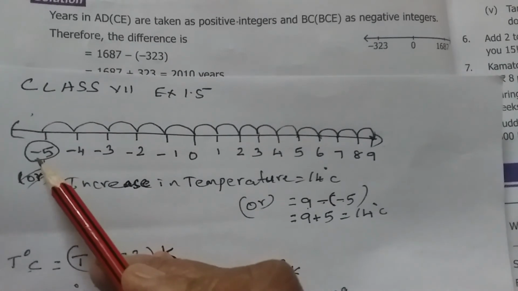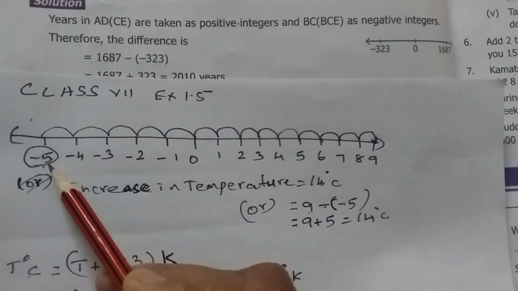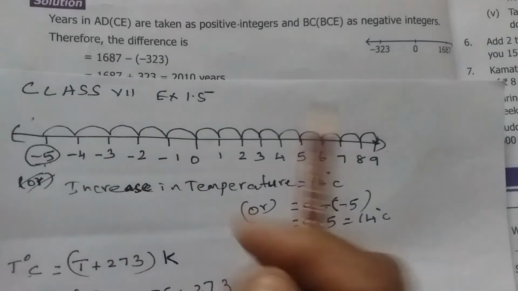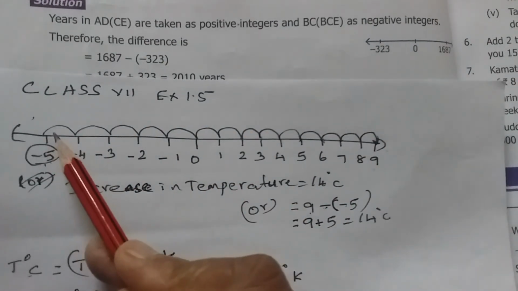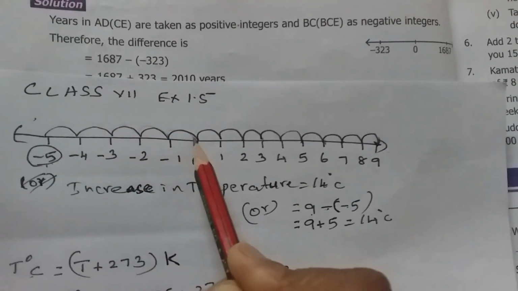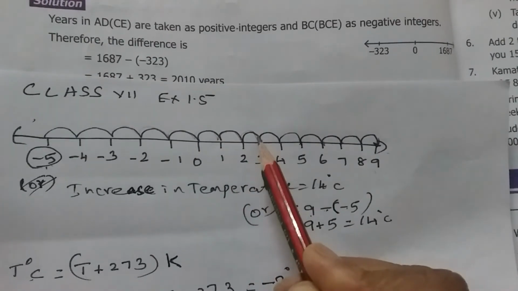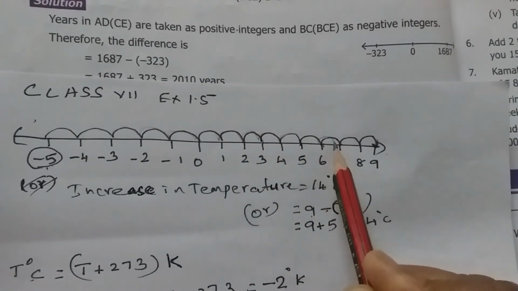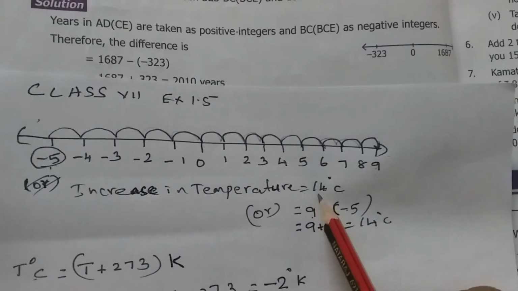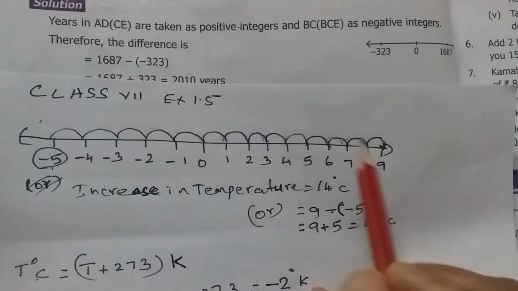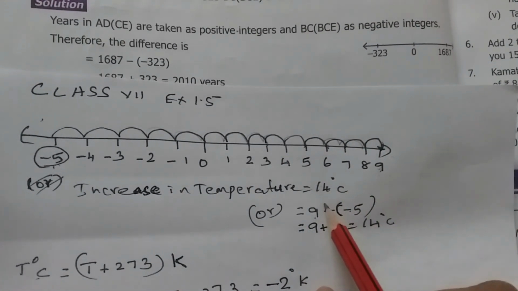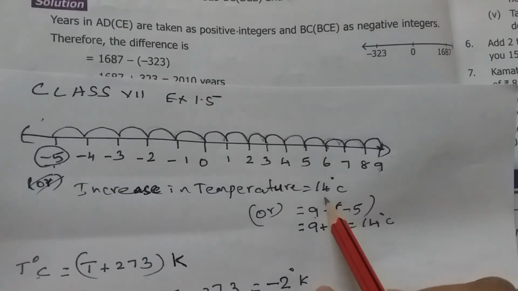Now what was the initial temperature? First day it was minus 5 and the second day it has gone up to 9. So between minus 5 and 9, let us see how many numbers there are. Just count 1, 2, 3, 4, 5, 6, 7, 8, 9, 10, 11, 12, 13, 14. So up to 9, we have 14 degrees. So from minus 5, it has increased to 9. So how many degrees is the increase? 14 degrees Celsius is the increase in the temperature.